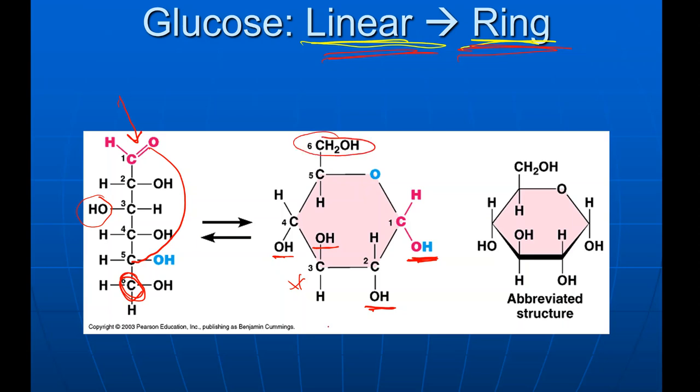So even though this 6-carbon sugar has formed a hexagon, we have 5 carbon atoms and an oxygen atom. You do not have to draw this. You just have to know it exists.